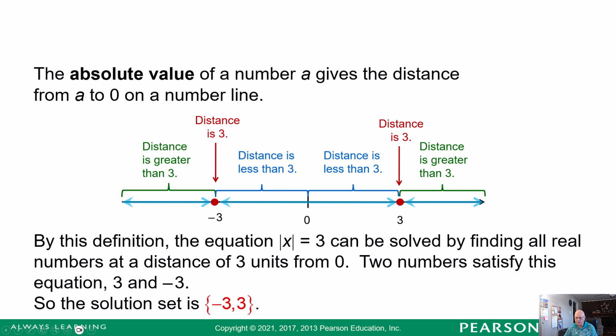And I'd better get my pen going, right? There we go. So you have an equation like this, and we can solve it, and two numbers solve that equation. If you think about it, 3 is 3 units away from 0, and -3 is also 3 units away from 0. Hey, pretty neat. Two solutions for one equation.